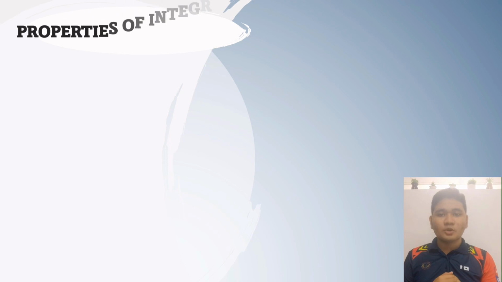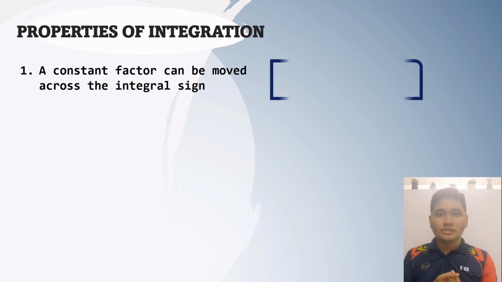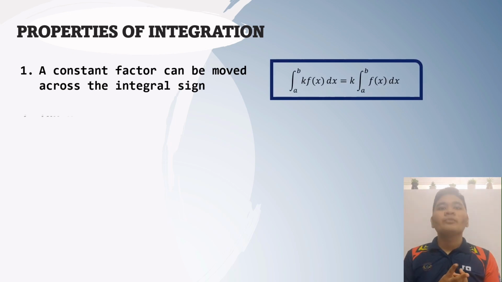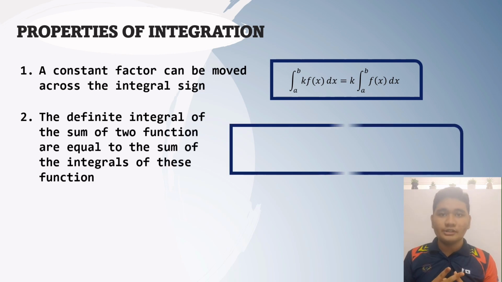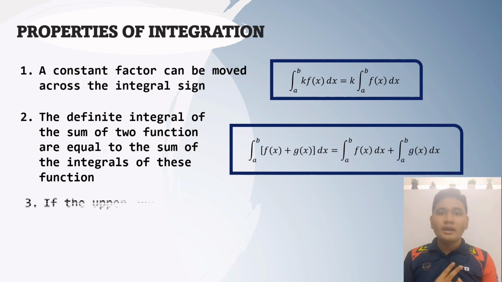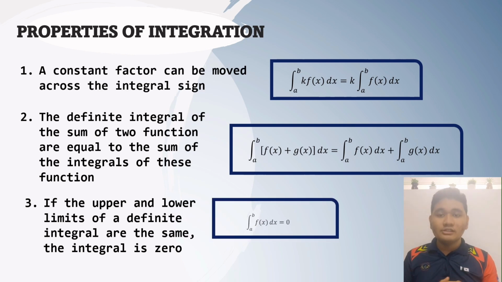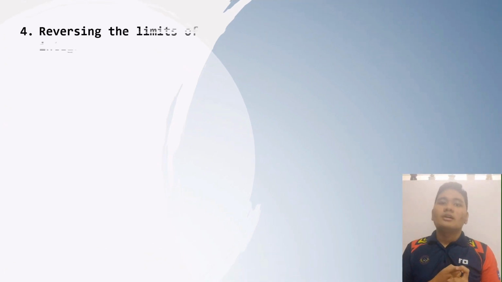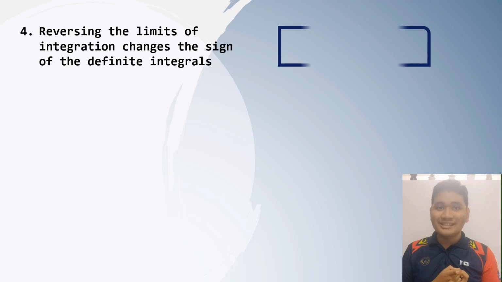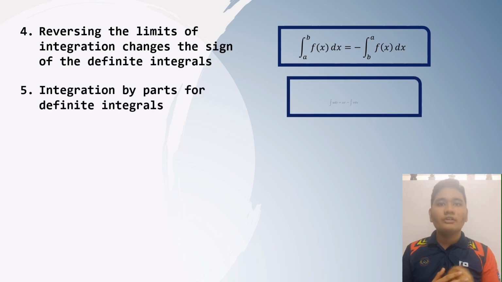There are six properties of integration. First, a constant factor can be moved across the integral sign. Second, the definite integral of the sum of two functions is equal to the sum of the integrals of these functions. Third, if the upper and the lower limits of a definite integral are the same, the integral is 0. Fourth, reversing the limits of integration changes the sign of the definite integral. The fifth, integration by parts for definite integrals.